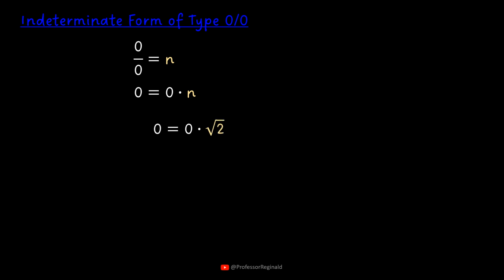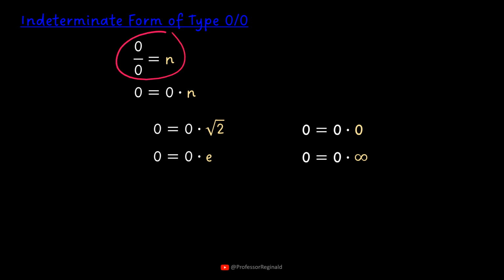Now, let us discuss why 0 over 0 is an indeterminate form. Suppose 0 over 0 is equal to n. Then, 0 is 0 times n. And this equation is correct for many values of number n. Because of this, 0 over 0 could mean any value, finite or infinite, and it is therefore indeterminate.